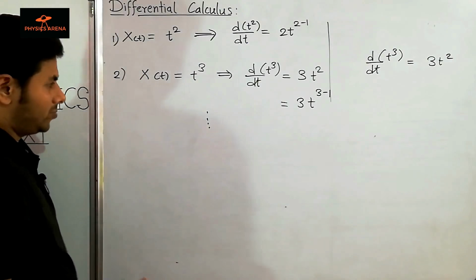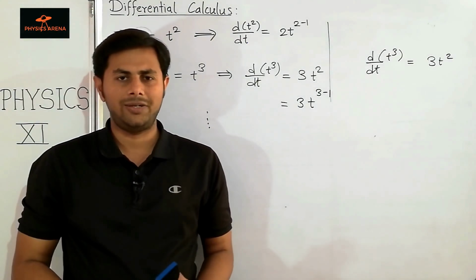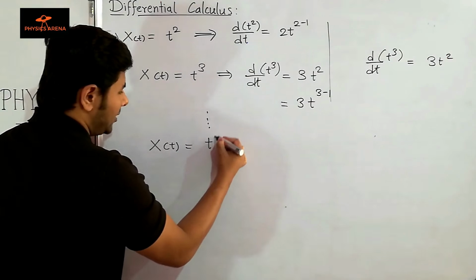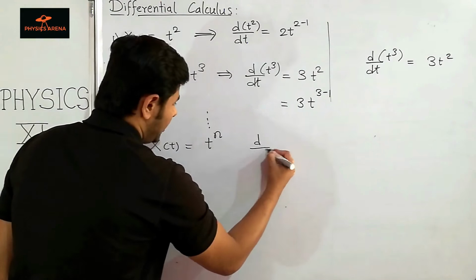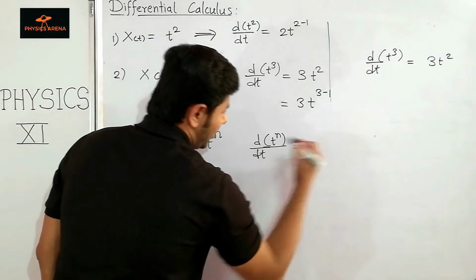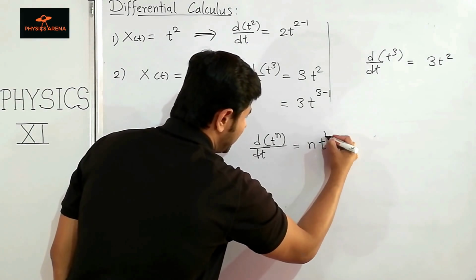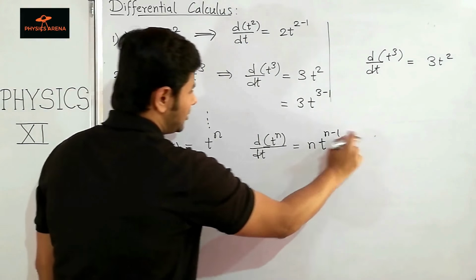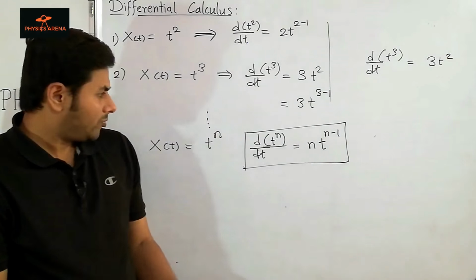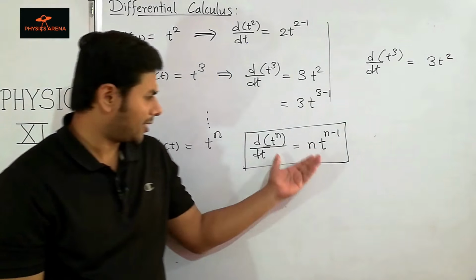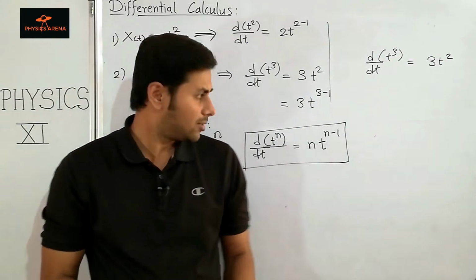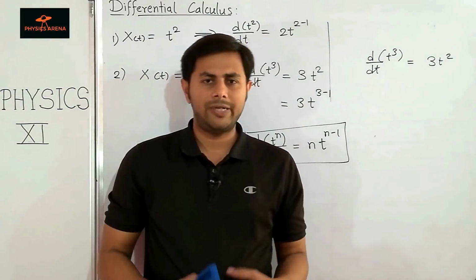Now by analogy, we are not going to see a detailed proof here. If x of t is equal to t raised to n, d by dt of this t raised to n will be, this n will come in multiplication and the power will be reduced by 1. So it is n t raised to n minus 1. We are not seeing a detailed proof, but by analogy it should be clear that the answer would be like this.